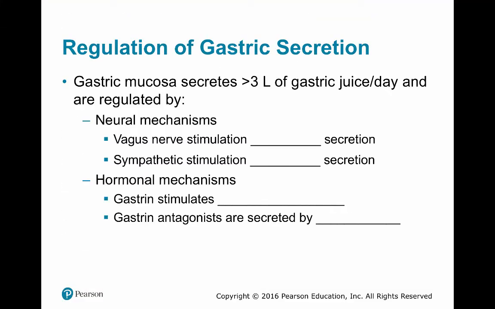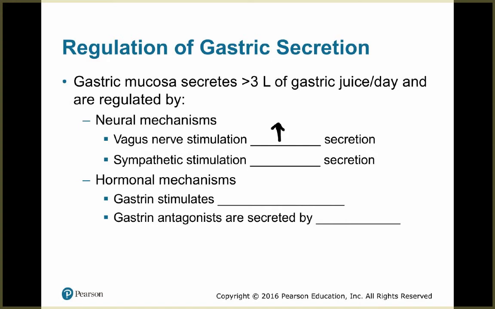So how do we regulate gastric secretion? Well, gastric mucosa secretes about 3 liters of gastric juice per day, and it's regulated by the following. You have neural mechanisms. So basically, the vagus nerve stimulates the increase in secretion, and the sympathetic stimulates the decrease in secretion.